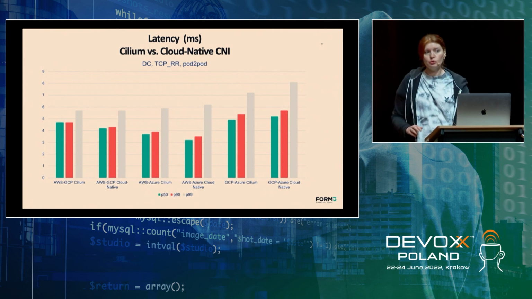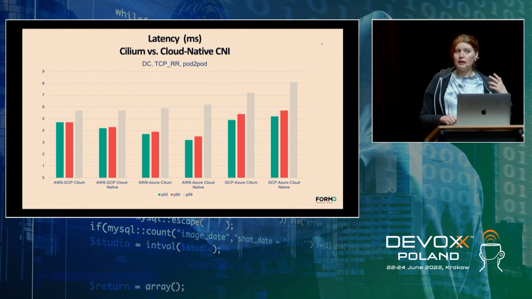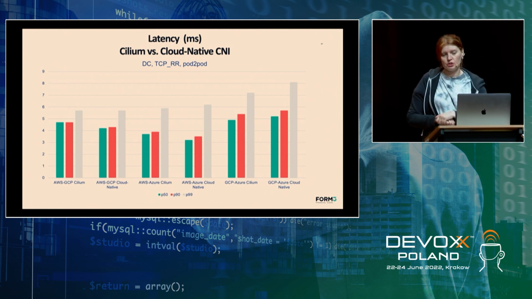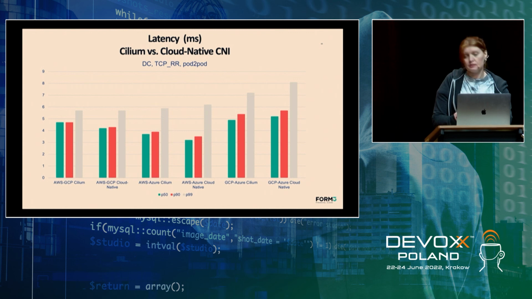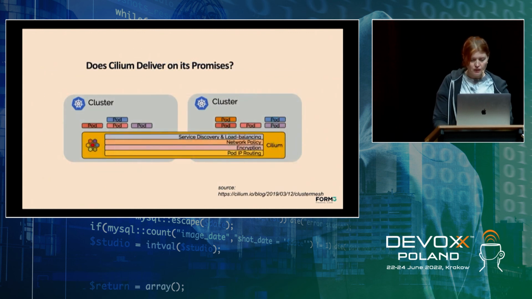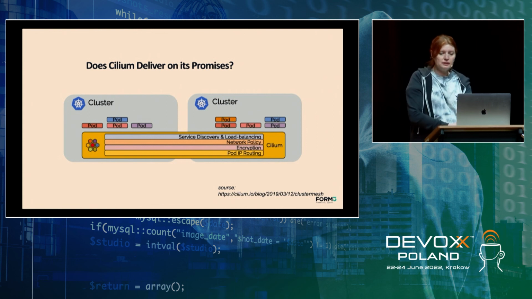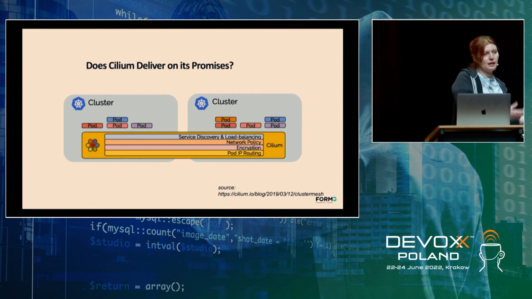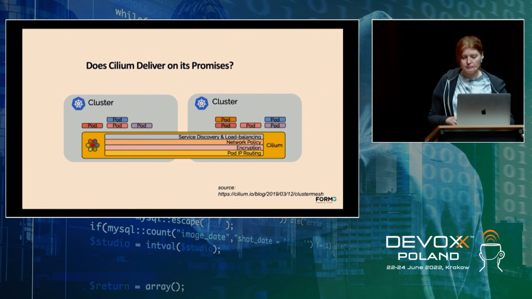However, we also need to observe CPU usage, because Cilium might have a big impact and can increase CPU usage on a given node. That's definitely a disadvantage. Does Cilium deliver on its promises with pod-to-pod connectivity? Yes, it does, but also cloud-specific CNIs provide pod-to-pod connectivity, at least for those three clouds.